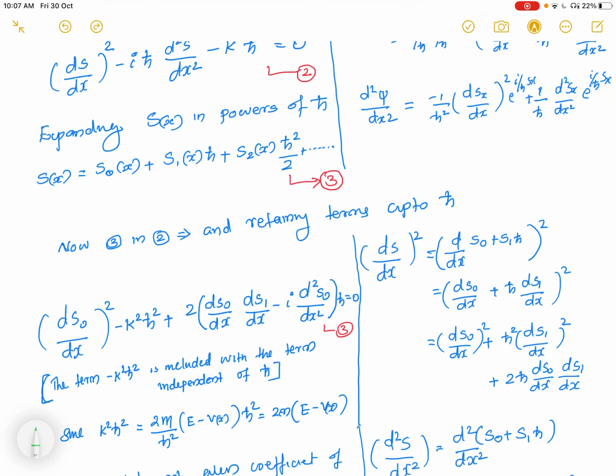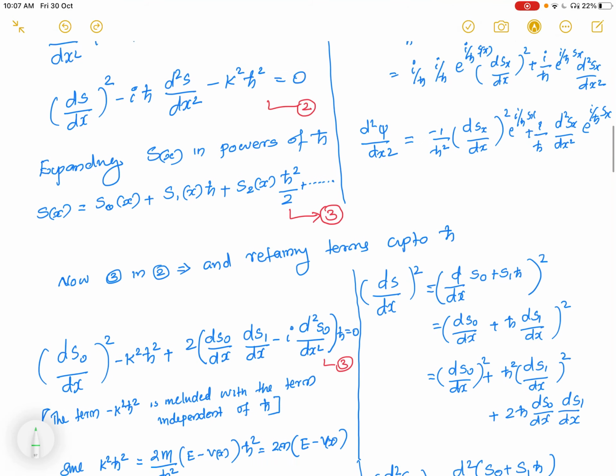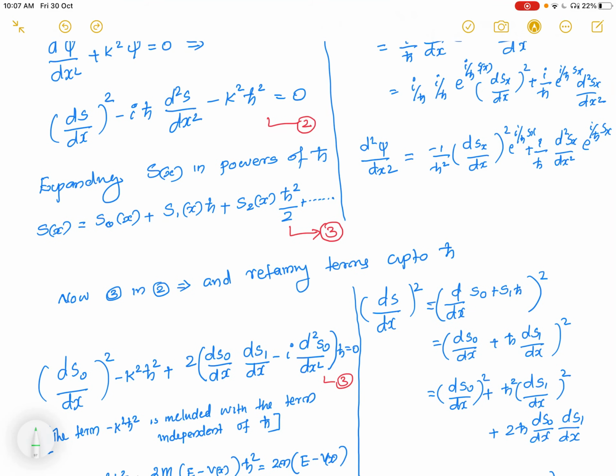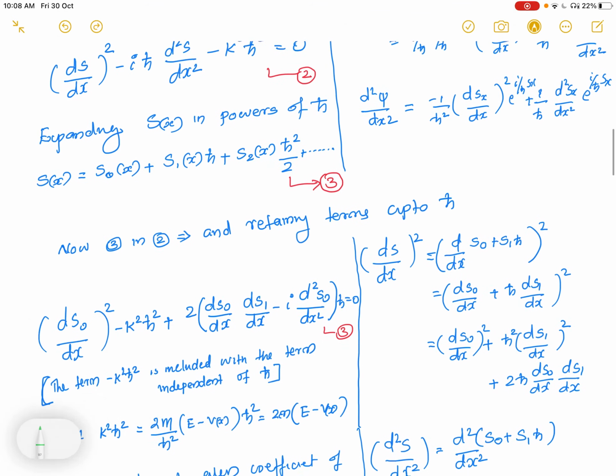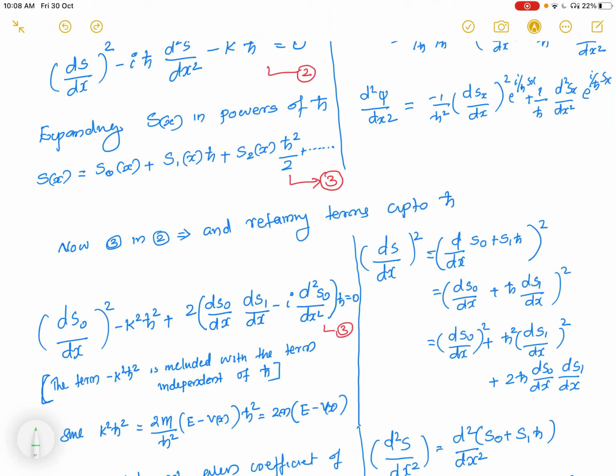I am going to substitute equation 3 in equation 2, and I am neglecting all terms of order higher than h cut. So I am taking only the terms s0 of x plus s1 times h cut. I am taking an approximation here, keeping terms up to h cut. If you need, you can take more than h cut, but here I am taking an approximation.